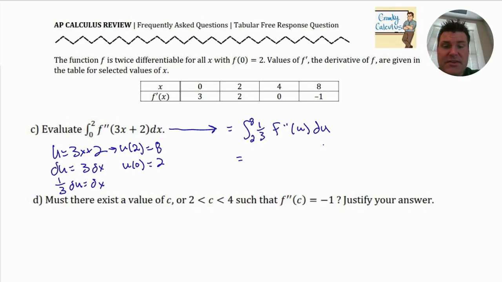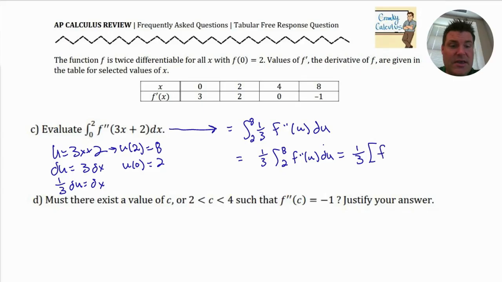Now I'm just going to rewrite this and make this look really simple. And now we have a fundamental theorem of calculus question. This is a formula that you need to have memorized. So we're going to pull out a 1/3, and this is the same thing as f prime of 8 minus f prime of 2.